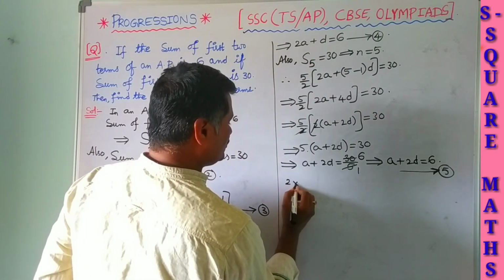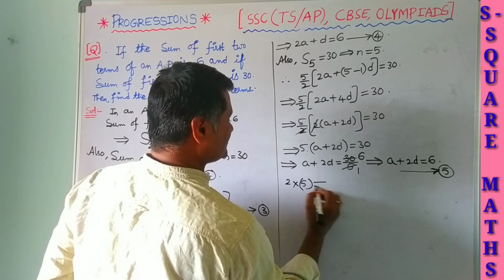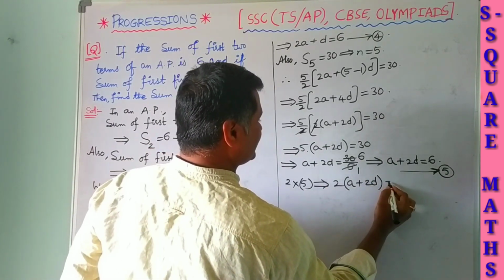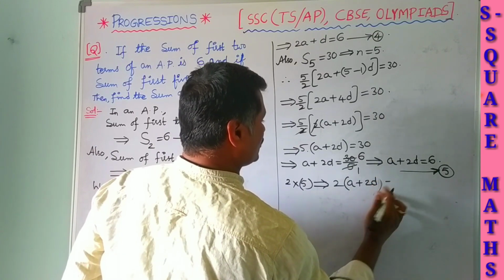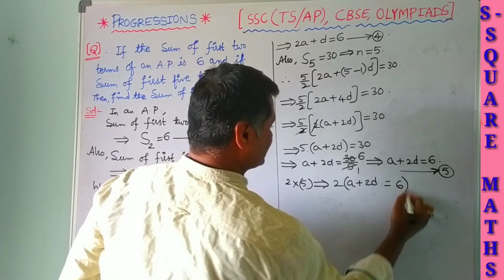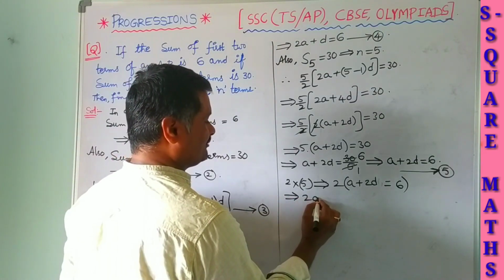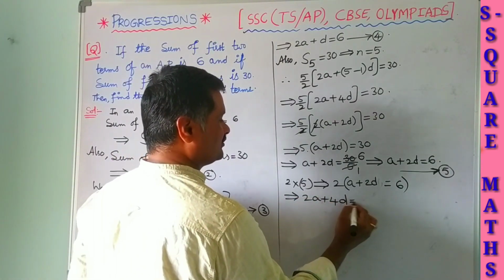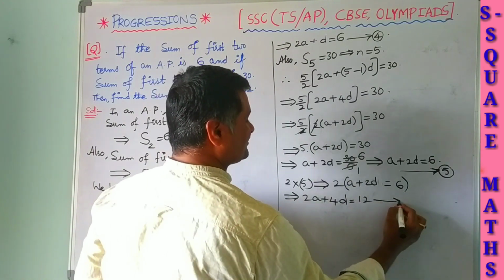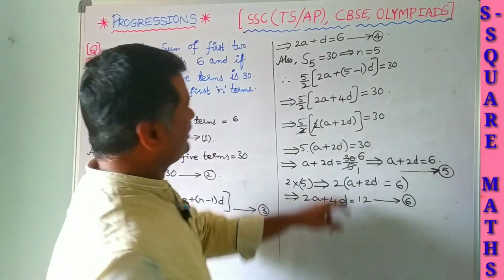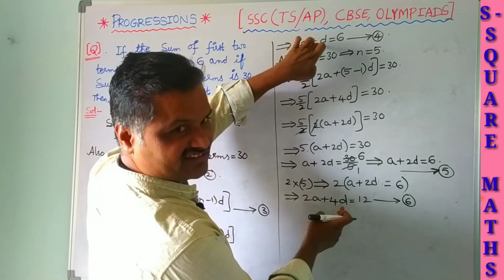So 2 into equation 5, I am continuing. 2 into a plus 2d is equal to, throughout we have to multiply by 6. So 2a plus 4d is equal to 2 sixes are 12. Mark this as equation number 6. Now equations 4 and 6 we have to solve.